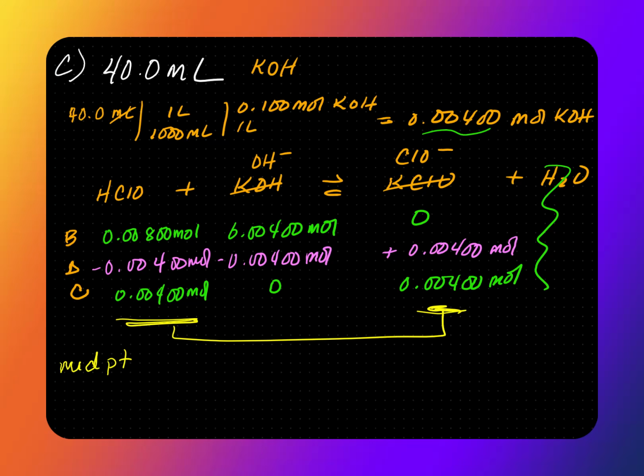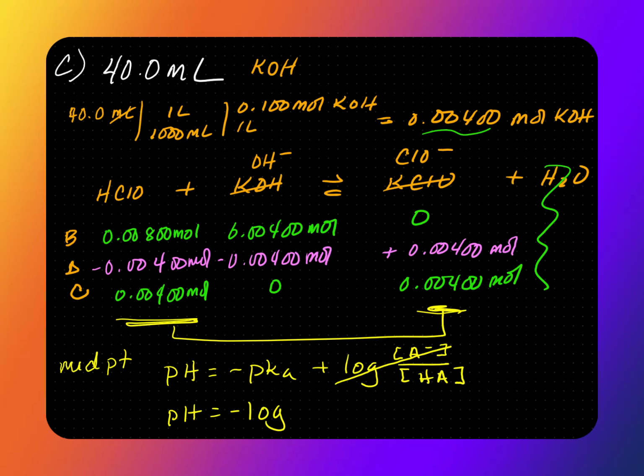You could use the Henderson-Hasselbalch. So pH, remember, is pKa plus log of the conjugate base over the weak acid. When you are at the midpoint, this log becomes 0. And so pH just becomes pKa, which is negative log of the Ka. And in this case, it is 2.9 times 10 to the negative 8th.